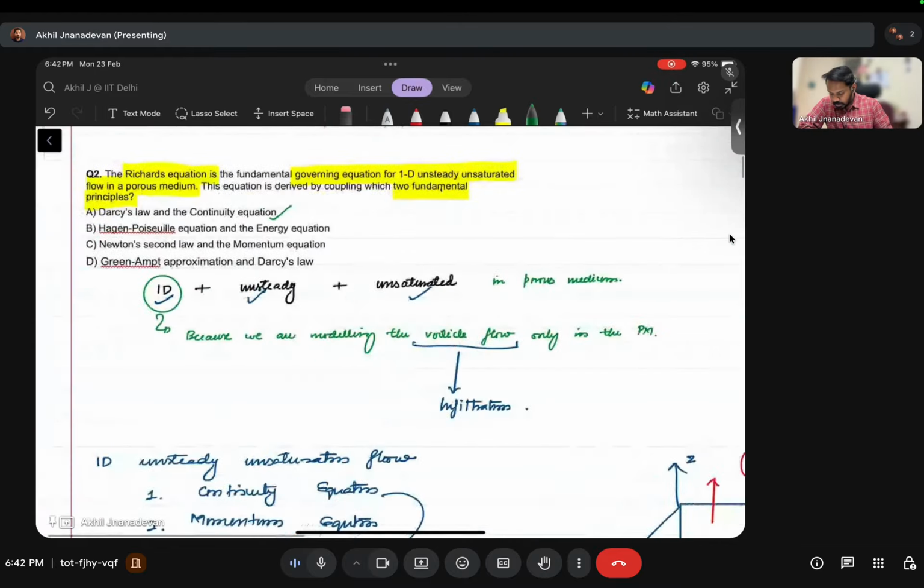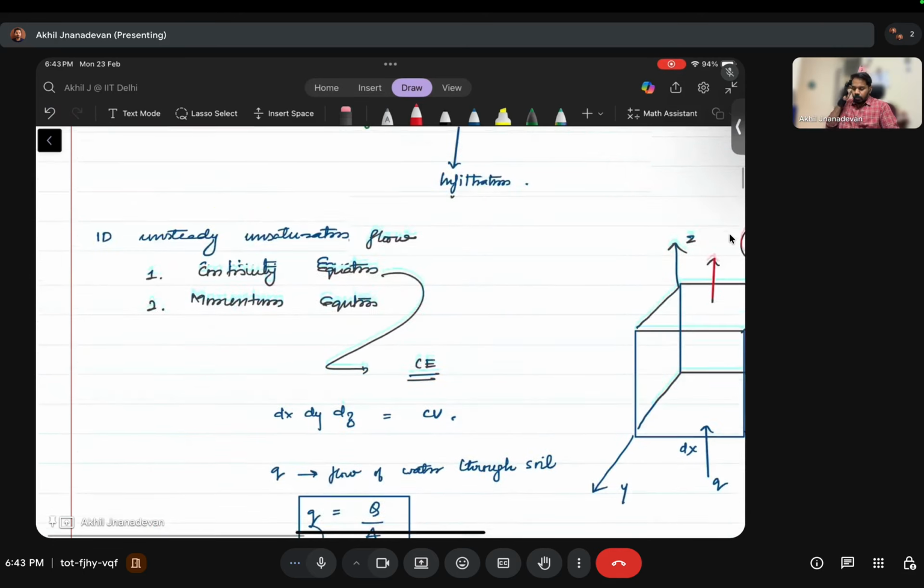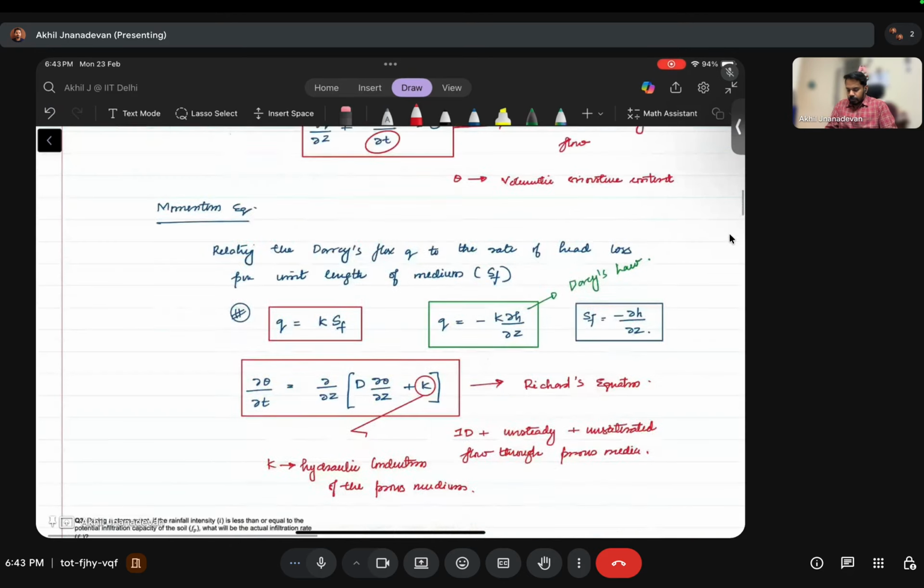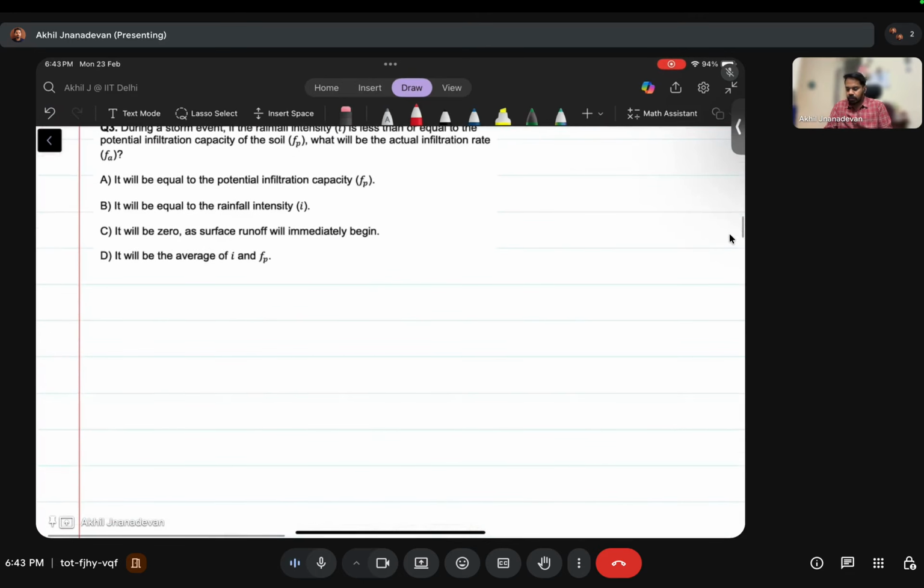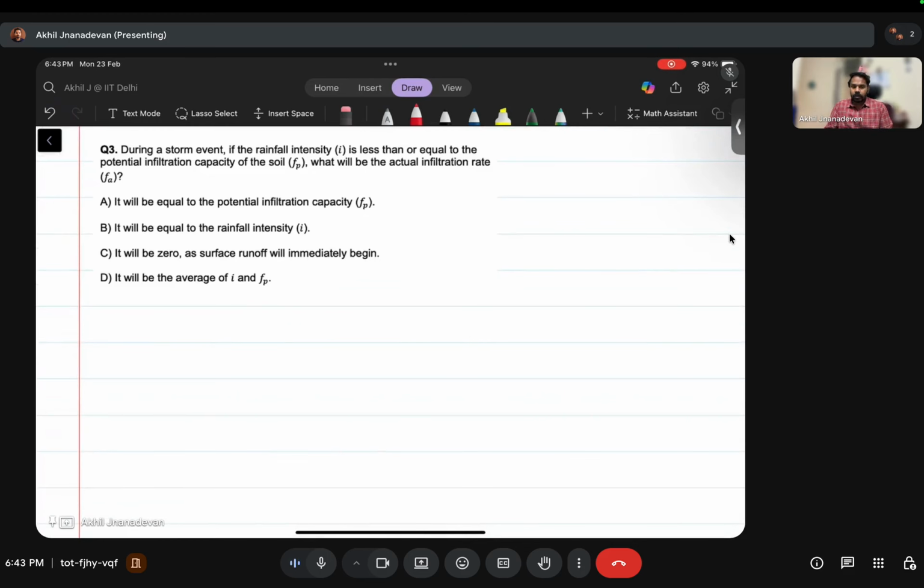The other options, Hagen-Poiseuille equation and energy equation, are wrong. Newton's second law and momentum equation are both the same, just renamed, and an approximation and Darcy's law is also wrong. Okay, so that is a brief introduction of the Richards equation, how we are coming up with it, and how we are using the concept of RTT in deriving it.